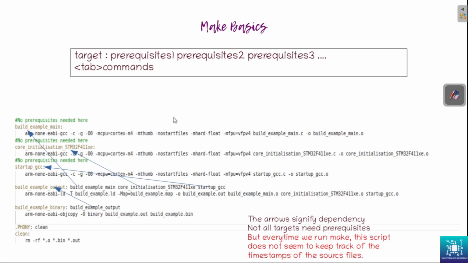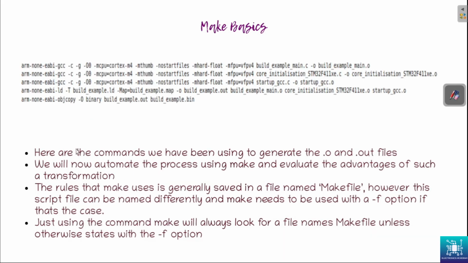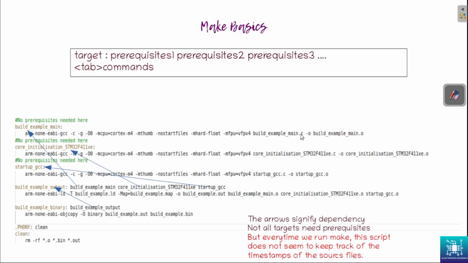So this is the first line of command that we have put. We just put the command, that's all. We have not done anything here. And then the second target name is the core initialization STM32F411XE. And this is the command that we have put, which is the command straight away that we had been issuing manually in the terminal. And third is startup GCC, that is the target name, and this is the command that we have put. And this is the output.